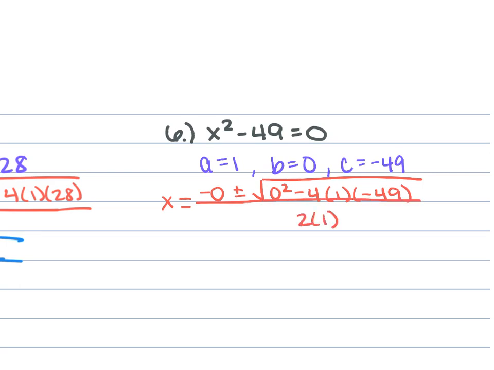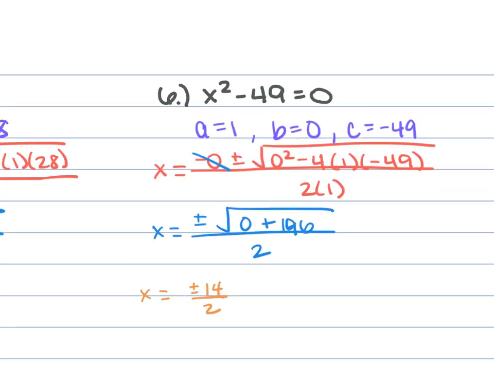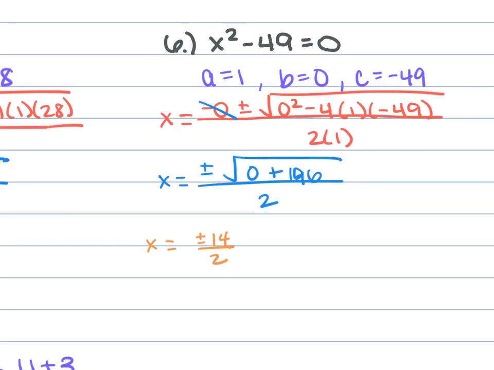2 times 1. So this is x is equal to the 0. We don't need to have that, just keep the plus or minus. The square root of 0 squared is 0. The negative 4 times negative 49 is a positive. 4 times 49 is 196, I'm sorry, 196 all over 2. The square root of 196 gives us 14. So this is x is equal to plus or minus 14 over 2. So it's going to give us a negative 7 and a positive 7.